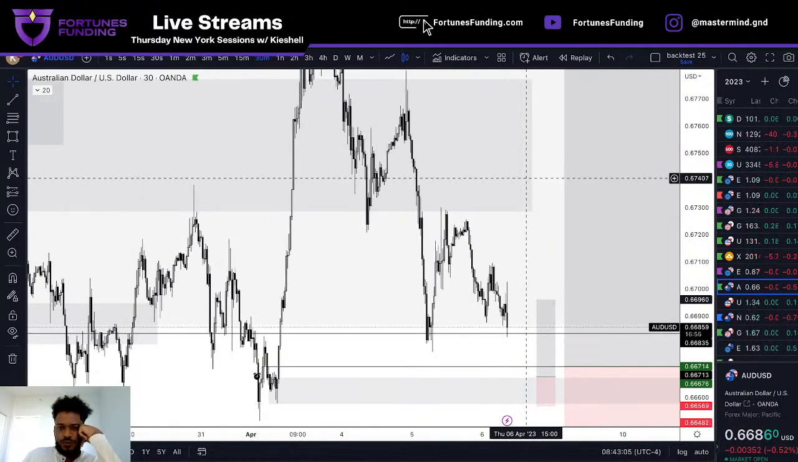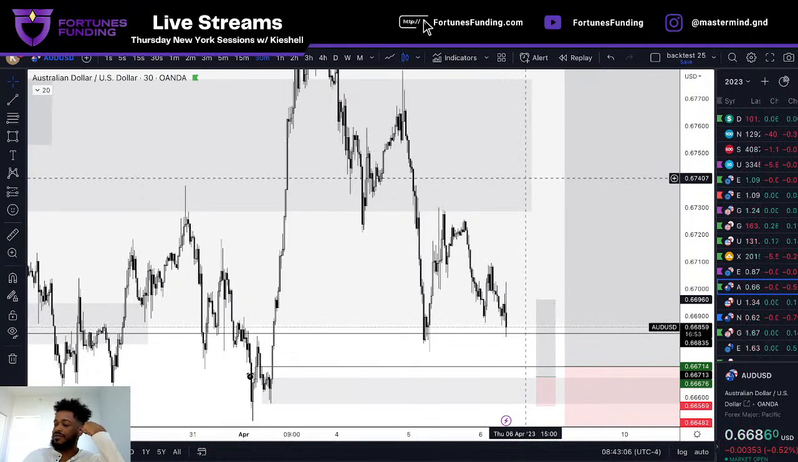So in the meantime, if you want to recommend a currency pair, you could recommend it in the chat and I'll go over it, right? See if there's any potential setups. But this setup looks promising.